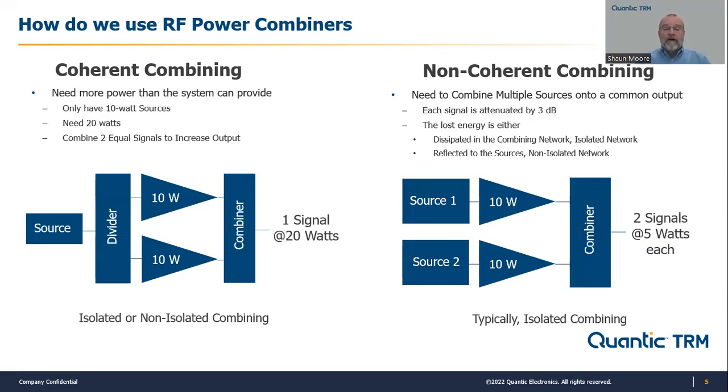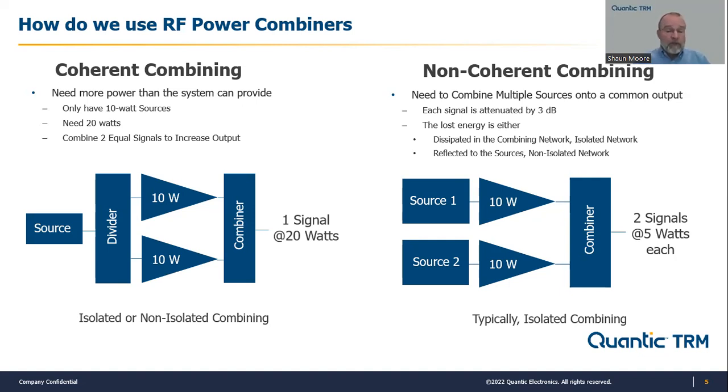Sure. Expanding on this idea, some graphics on the screen should help explain what I mean by coherent combining and non-coherent combining. Coherent combining means that you take a common source, you typically divide it in an equal phase manner. You then have two or more sources to increase the total power, and then you recombine it in the combiner. So in the example here, we have a source, we have two 10-watt amplifiers, and then we're recombining it.